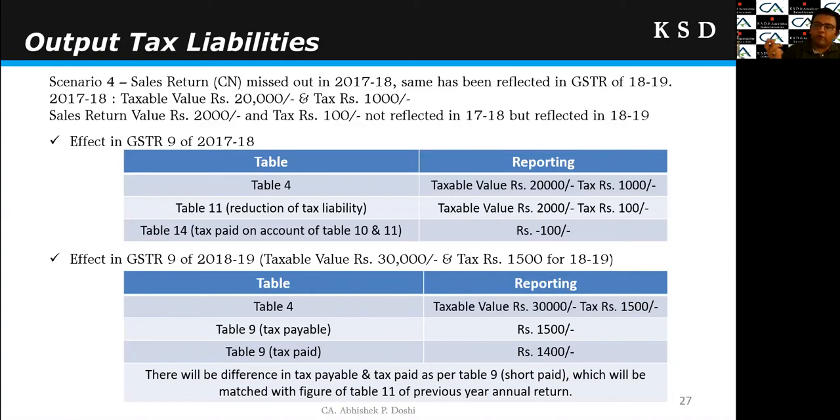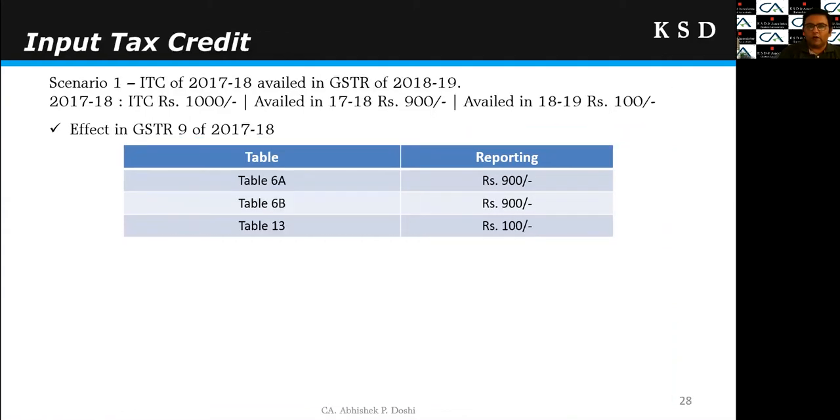So again, we have to make proper disclosure that this difference of 100 rupees is on account of the earlier year tax adjustment, and it tallies with table 11 of the previous year annual return, right? So these are the 4 scenarios regarding the output tax liabilities which may arise in 18-19, and we are supposed to make proper disclosure, so it may be helpful at the time of assessment or any other proceedings. Otherwise this table 9 will reflect the difference and it will be difficult to give answers at the time of proceedings. So now, likewise outward tax liability, we see the various scenarios under the input tax credit.